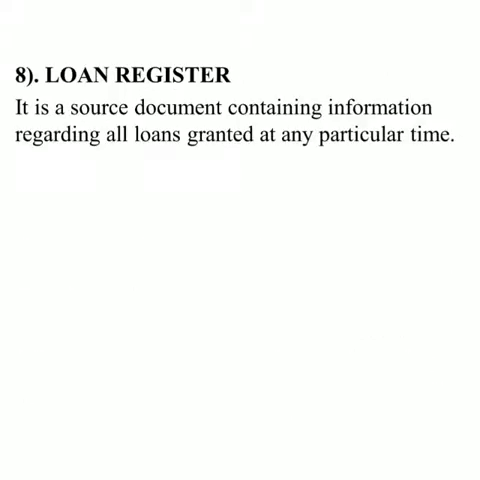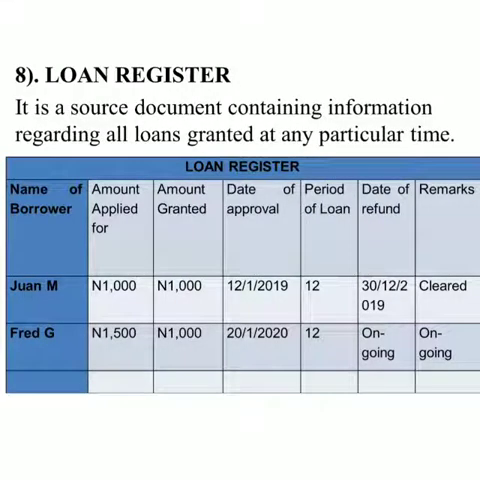Loan register. It's a short document containing information regarding all loans granted at any particular time. This is a typical example of loan register. We have Mr. John. He applied for 1,000. He was granted 1,000. Mr. Fred applied for 1,005. He was granted 1,000.